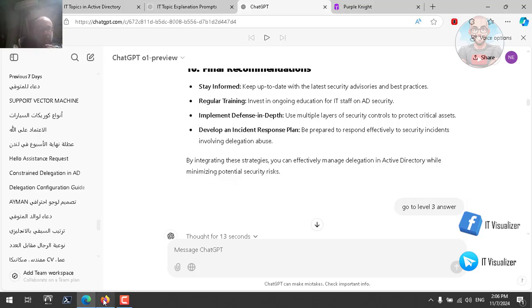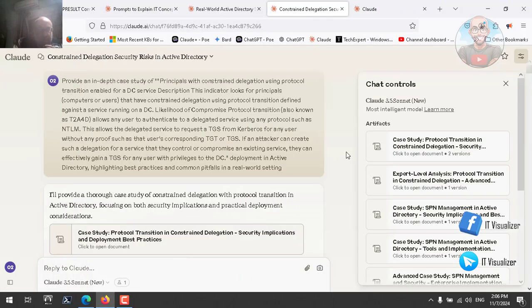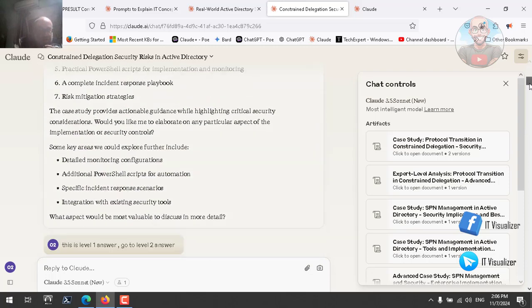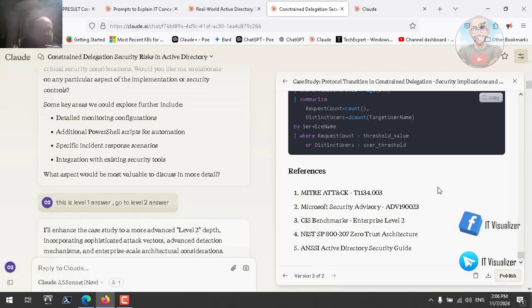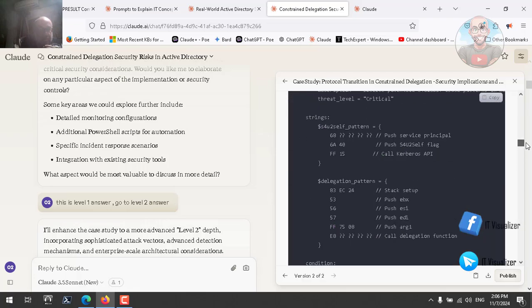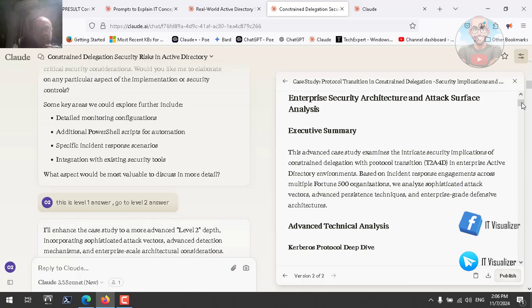If we go to Claude and give it the same prompt, if I ask it to give me the level 2 answer, here is the secret. You give it the level 1 answer, then tell it to go to level 2. So now we go to the level 2 answer to explain the same concept or the same security indicator. So here it will go further and deeper.